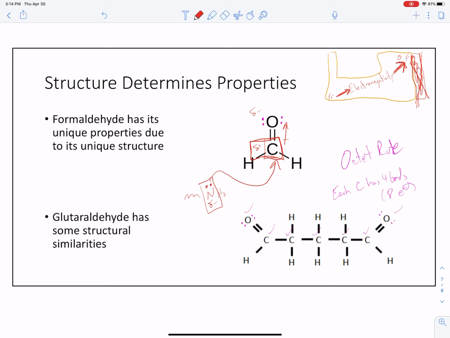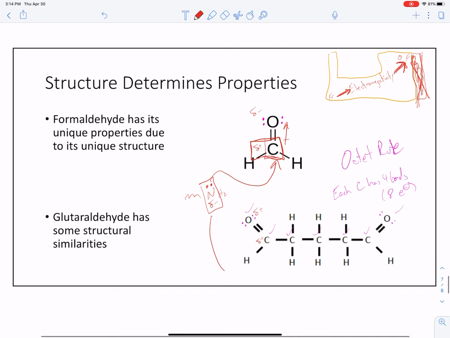Likewise, because it's delta minus, and for glutaraldehyde, it has a similar structure, this thing is going to react right here. So we can start to predict how things will react because of its structure. This is critical for all things chemistry.